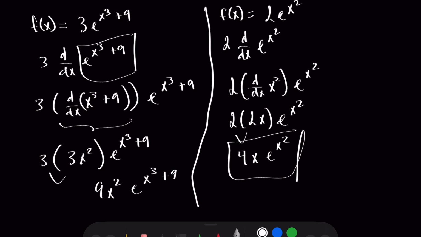That, ladies and gentlemen, was a really small lesson on the power rule, the constant multiple, the sum and difference rule, and the exponential function rule for derivatives.